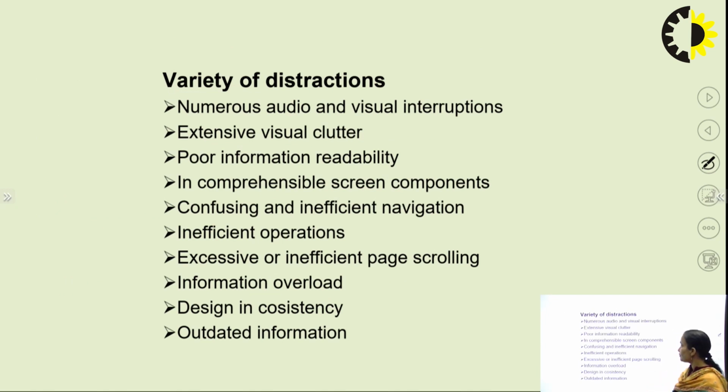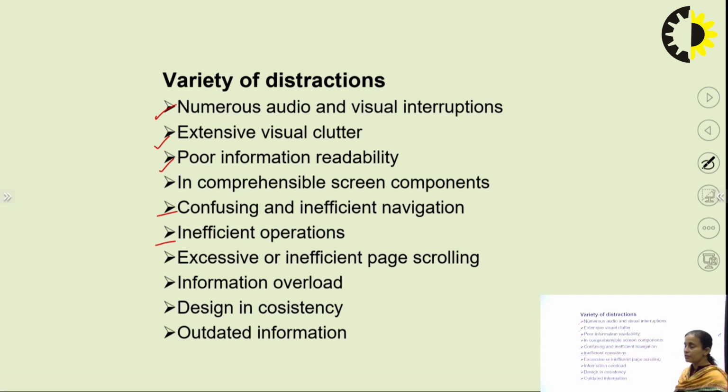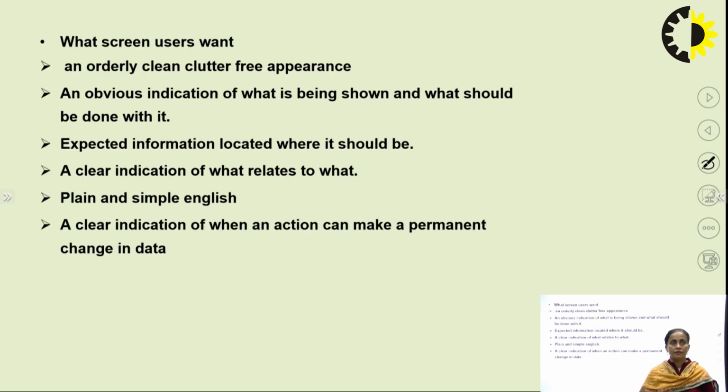There are a variety of distractions. For example, there can be numerous audio and video interruptions and extensive visual clutter. We have poor information readability and incomprehensible screen components. We have confusing and inefficient navigation, inefficient operations, excessive or inefficient page scrolling, information overload, design inconsistency, and outdated information. These are the various reasons for distractions.